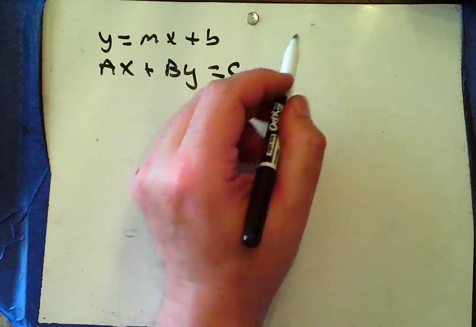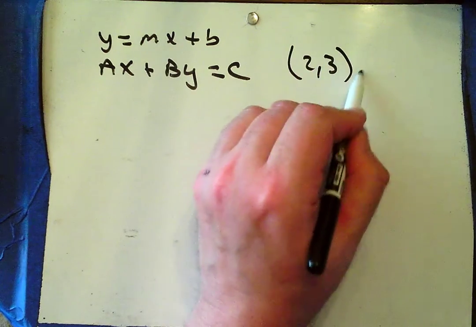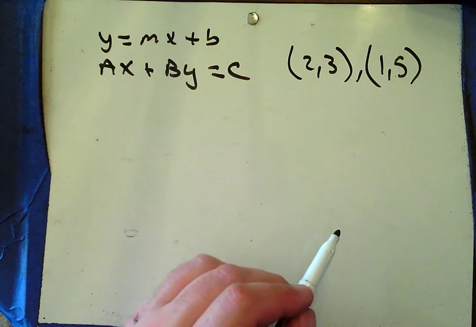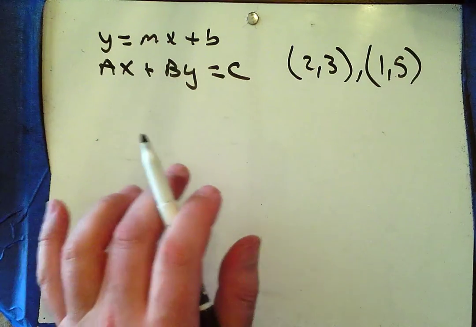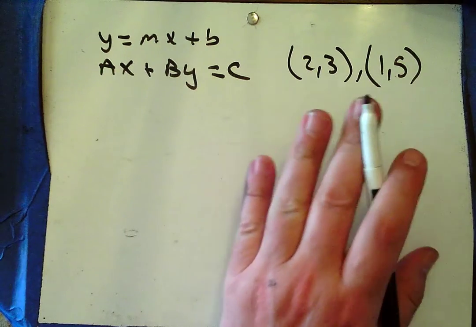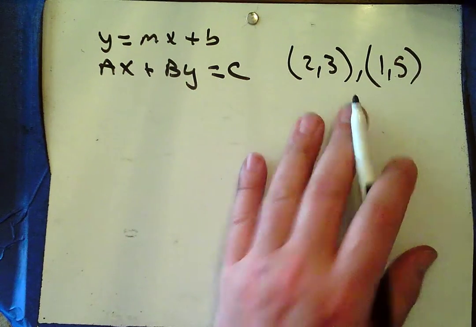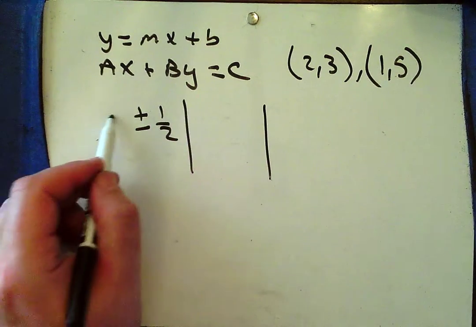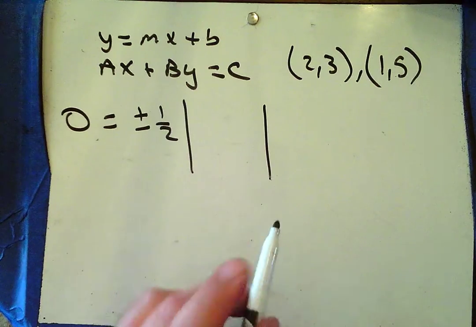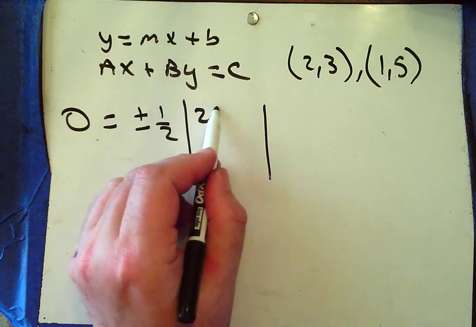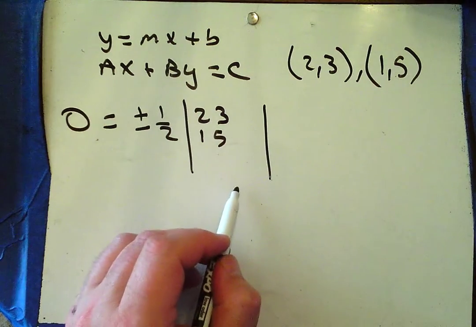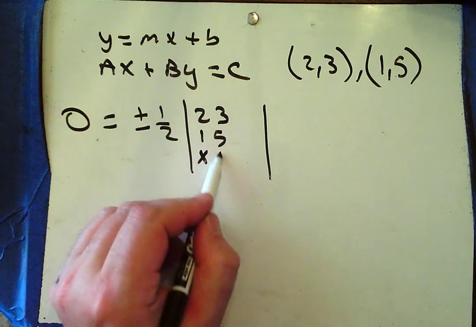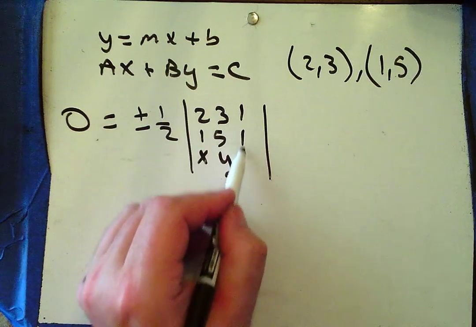So here we go. I want two ordered pairs. How about (2, 3) and (1, 5)? Okay, so we're going to use the same approach where we know that these points are collinear. So I'm going to do that plus or minus 1/2 times the area thing, and that should equal 0. What are my three ordered pairs? Well, I have (2, 3), (1, 5), and I need another ordered pair. And that ordered pair is (x, y). Don't forget the column of ones.